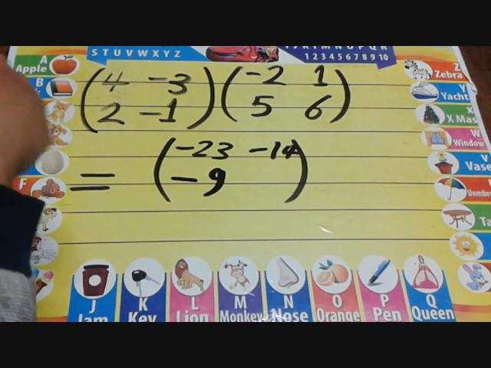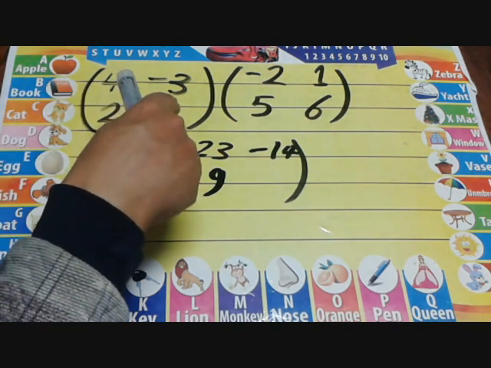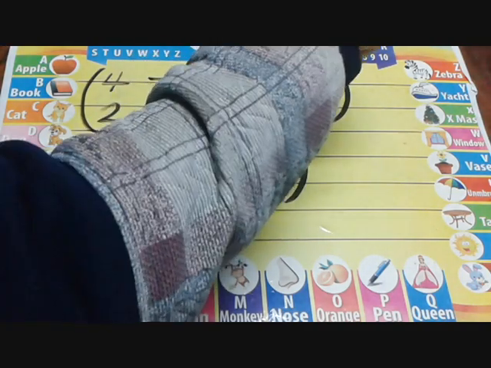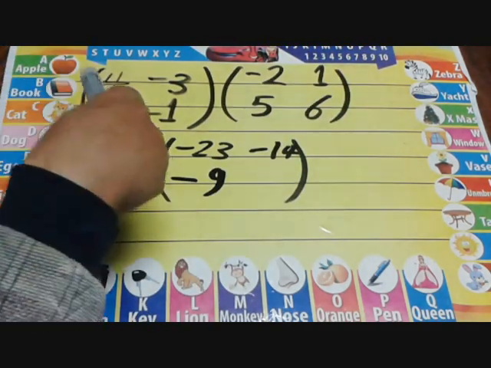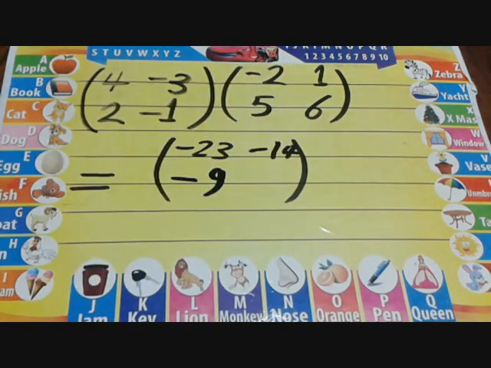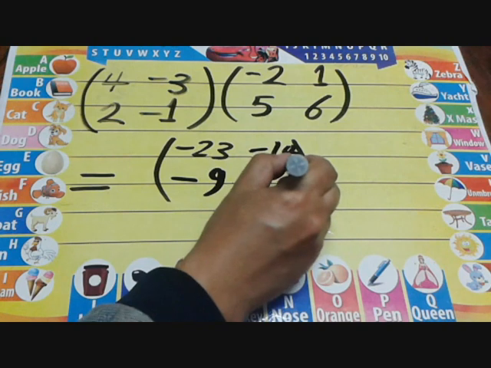Now multiply the second row times the second column. 2 times 1 plus negative 1 times 6 equals what? Negative 4.